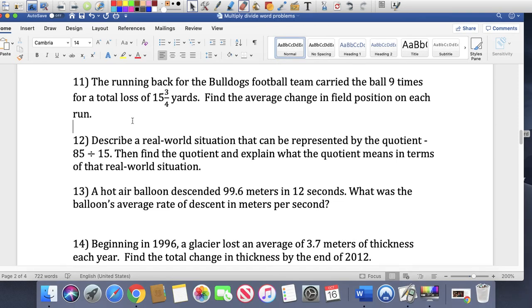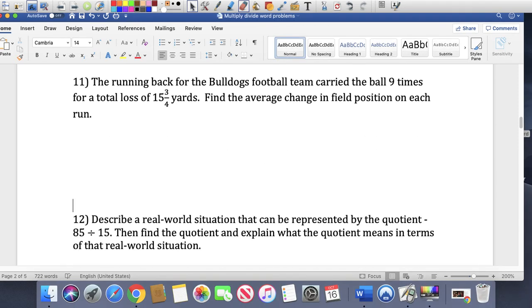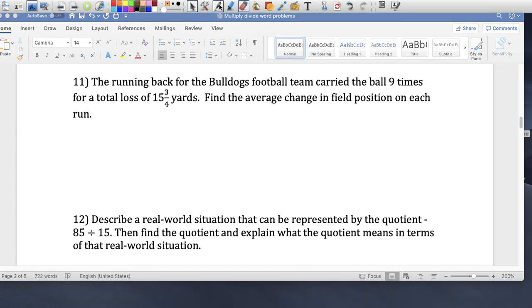Where's 11? Okay, so again, the running backs for the Bulldogs team carried the ball 9 times. So somebody ran with the ball 9 times, but they went backwards. They lost 15 3/4 yards in 9 carries. So how many yards did he lose every time he had the ball? It's 15 3/4 divided by 9.